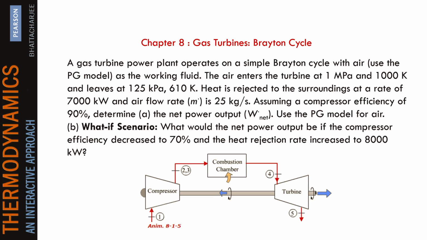In this problem, the air enters the turbine at 1 megapascal and 1000 Kelvin and leaves at 125 kilopascal, 610 Kelvin. Heat is rejected to the surroundings at a rate of 7,000 kilowatt and the airflow rate, m dot, is 25 kilograms a second. The compressor has an efficiency of 90%, and we're first asked to determine the net power output.